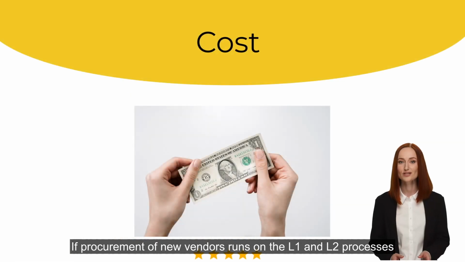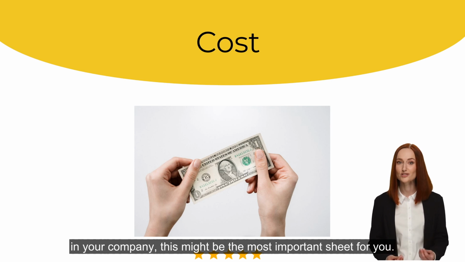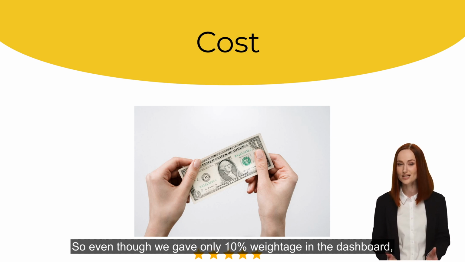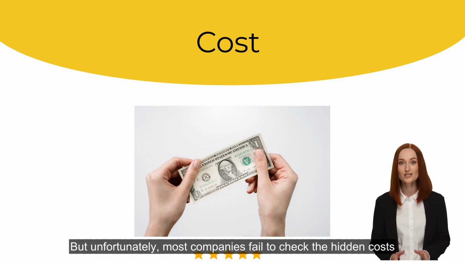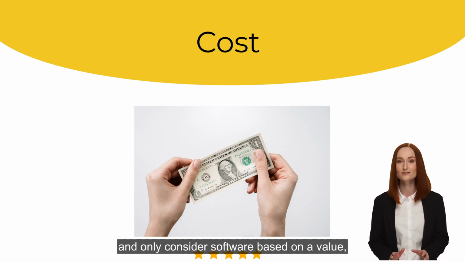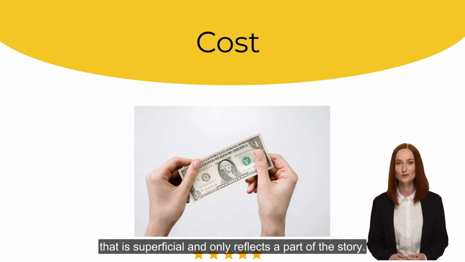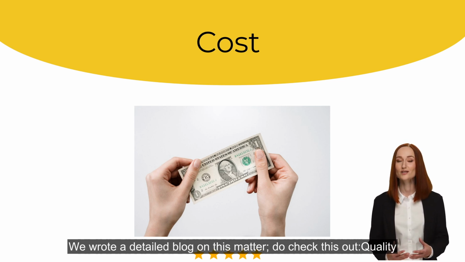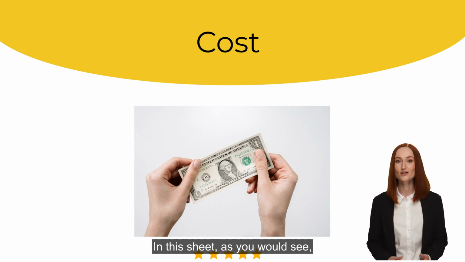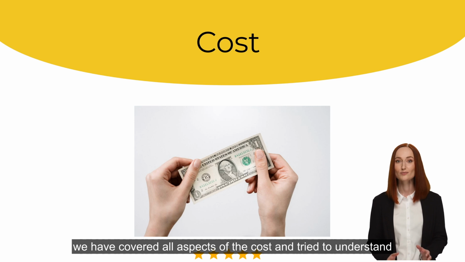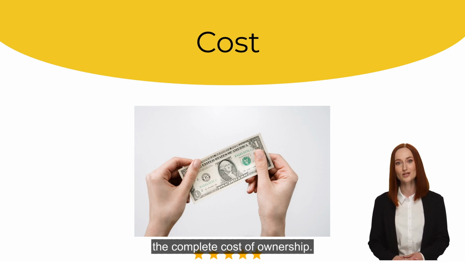If procurement of new vendors runs on the L1 and L2 processes in your company, this might be the most important sheet for you. So even though we gave only 10% weightage in the dashboard, if you want, you can change this accordingly. Cost is an important factor. But unfortunately, most companies fail to check the hidden costs and only consider software based on a value that is superficial and only reflects a part of the story. We wrote a detailed blog on this matter. Do check this out, Quality Management Software, Unveiling Hidden Costs. In this sheet, as you would see, we have covered all aspects of the cost and tried to understand the complete cost of ownership.